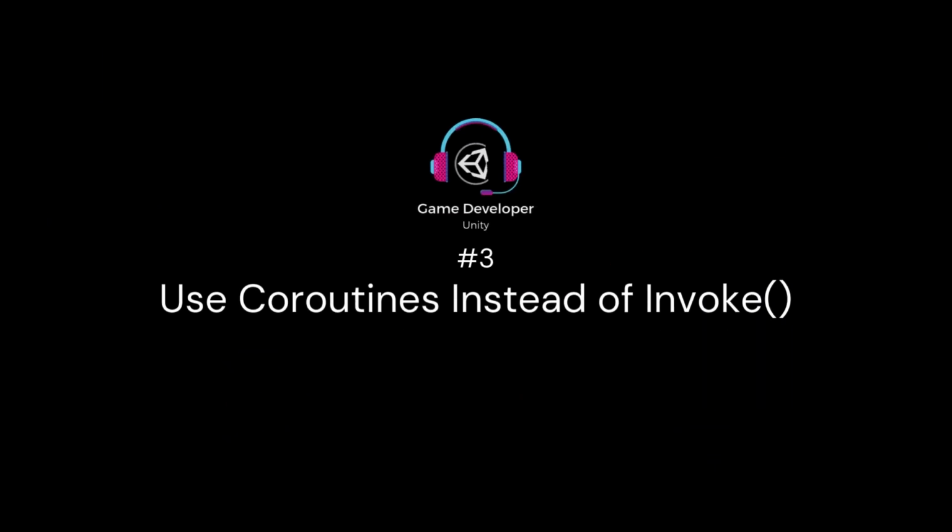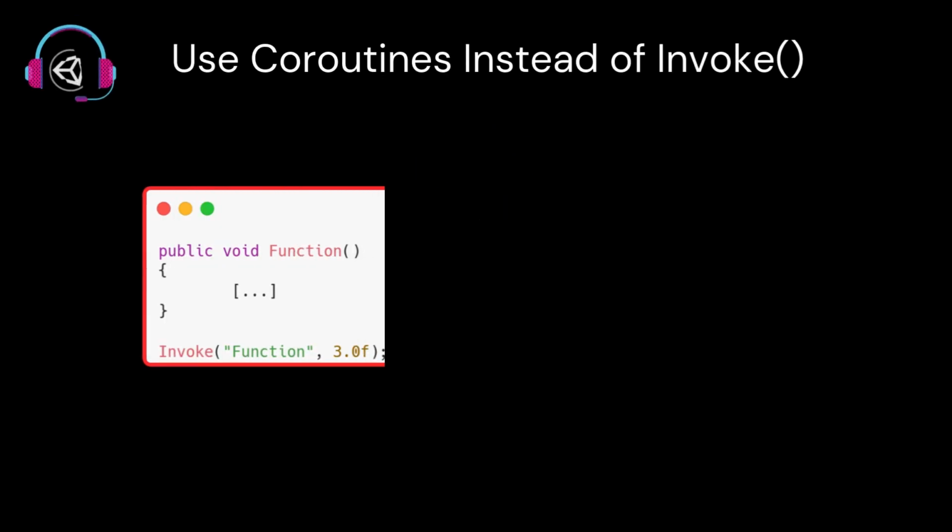Tip number 3: use coroutines instead of Invoke. The Invoke method is a fast and convenient way to call a method in a class with a time delay. However, the method has some limitations. Invoke uses reflection in C# to find the method to call, which can be slower than calling the method directly. There are no compile time checks on the method signature. You cannot supply more parameters.